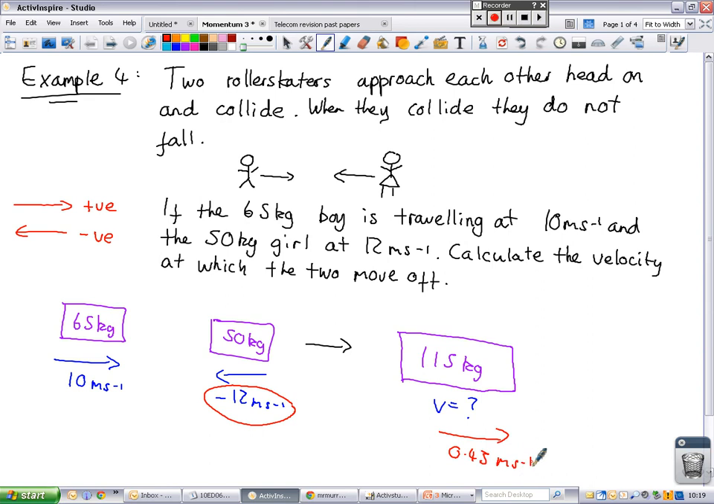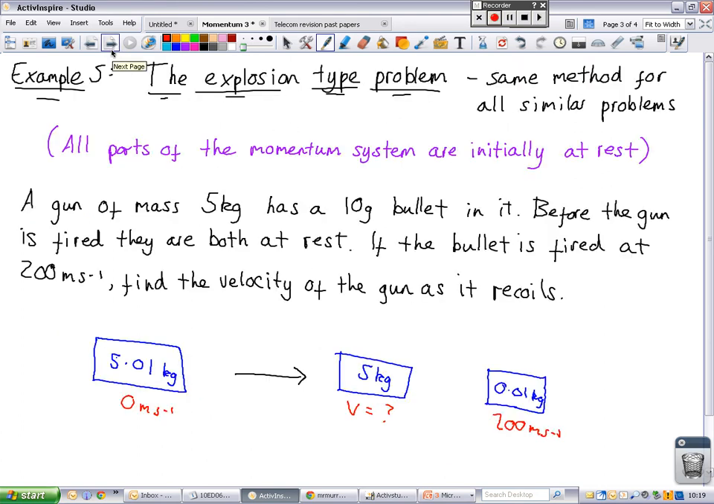The logic of giving the velocities a different sign is really crucial to your understanding of explosion type problems, which is what we moved on to after that. The difference with an explosion type problem is that the majority of the time all parts of the momentum system are initially at rest, so they're not moving to start with, which has impacts upon your conservation of momentum equation. So we used a gun example where the gun and the bullet are together to start with. The bullet is fired in what we assume is the forwards direction, so we take that as being to the right hand side and therefore positive. We have to calculate what the recoil of the gun is given the information that we have.